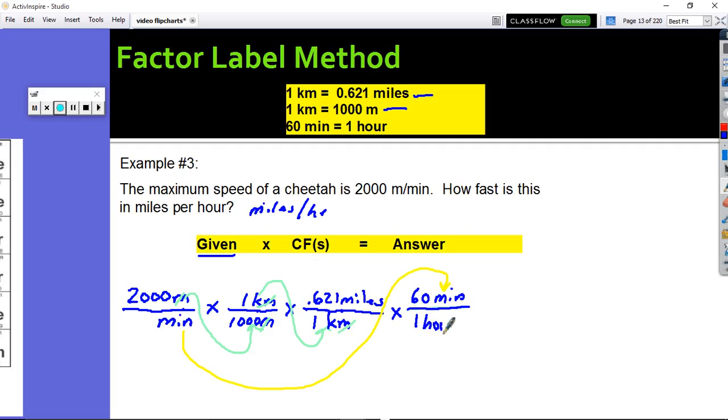Now notice we do have a 1 there and a 1 there, but here the 1's on top. So it's not a shortcut to say that the 1's always go on the bottom. In our calculator, we're going to multiply across the top, and we're going to divide all the bottoms. So 2,000 times 1 times 0.621 times 60, get that answer. Then divided by 1,000, divided by 1, divided by 1, and you get an answer of 74.52 miles per hour.